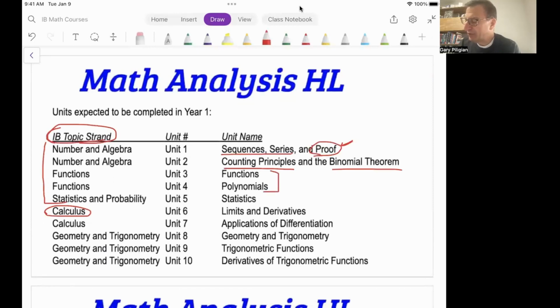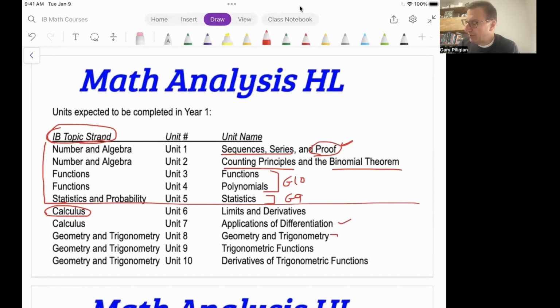Then we'll get to units 3 and 4 on functions and polynomials. That'll feel a lot like grade 10. And then a unit on statistics. That'll feel a lot like grade 9. And that will get you through the first semester. In semester 2, we start with calculus, talking about limits, which is the building block of differential calculus, and then derivatives. And then we'll do a unit on the applications of differentiation.